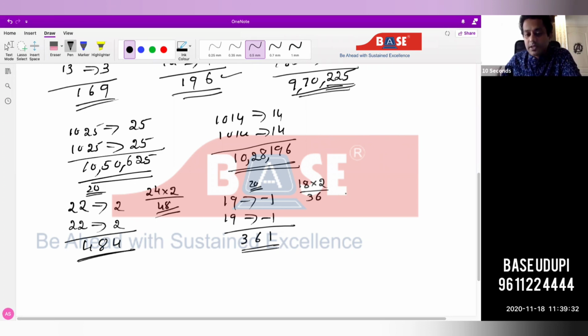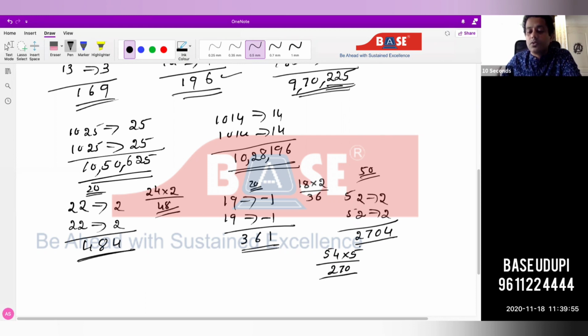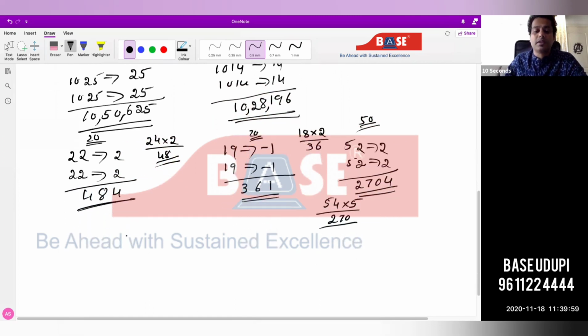Now if I take say 52 into 52. 2 more than 50, 2 into 2 is 4. 50 is the base but it is not a place value, it is 5 times the place value. 52 plus 2 is what? 54. Let me write it here. 54, you have to multiply by what? 5. Yes, 270 is the number. So 2704 it is, into 5 because 50 is the base.